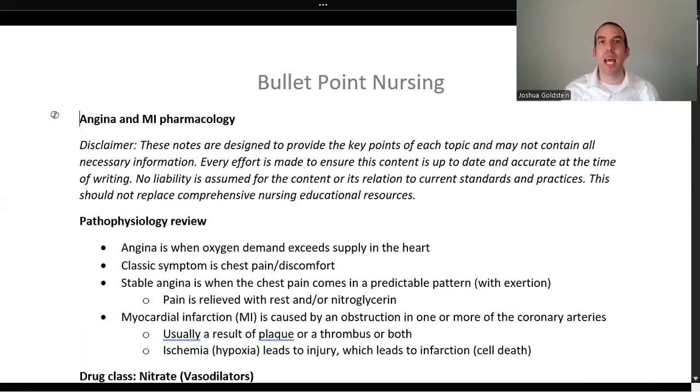My name is Dr. Goldstein, and in this lecture, we're going to go through the pharmacology for angina and a myocardial infarction, which is a heart attack. Let's begin with a patho review.